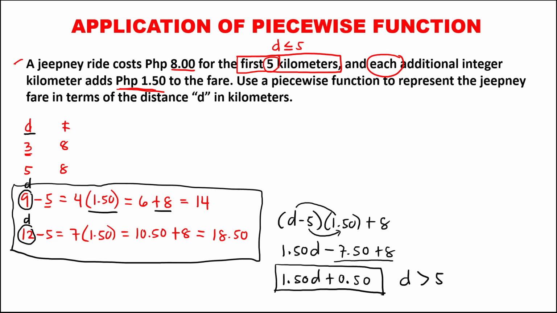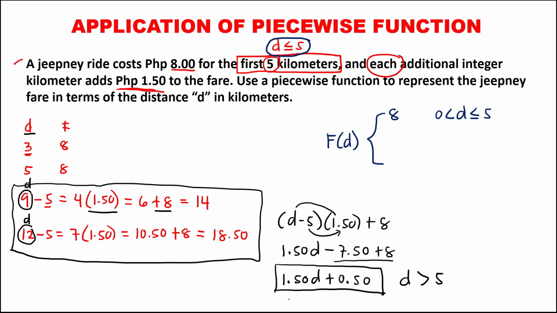And from this, we can create now a piecewise function. To create the piecewise function, we have the fare in terms of distance traveled. And again, the fare is 8 pesos if the distance traveled is less than or equal to 5 kilometers, so the distance is greater than 0 but less than or equal to 5 kilometers. So the fare is 8 pesos.